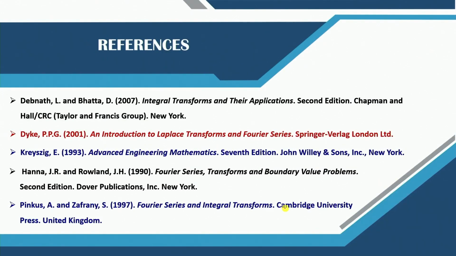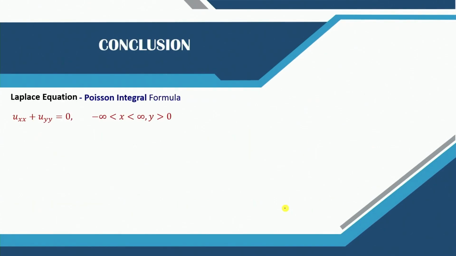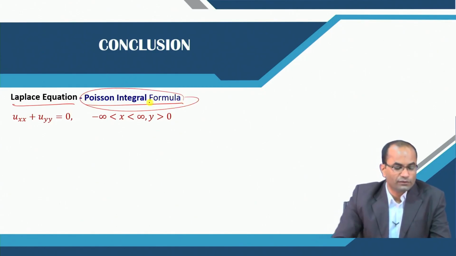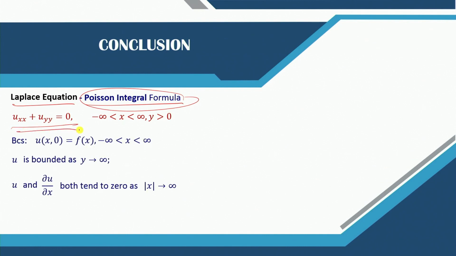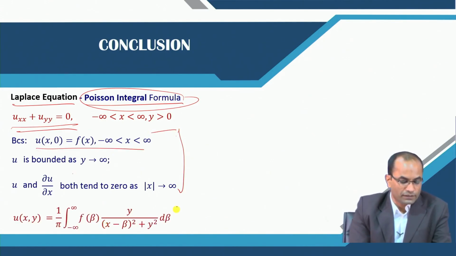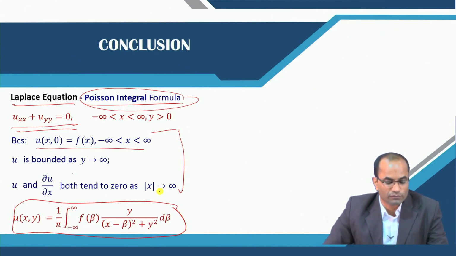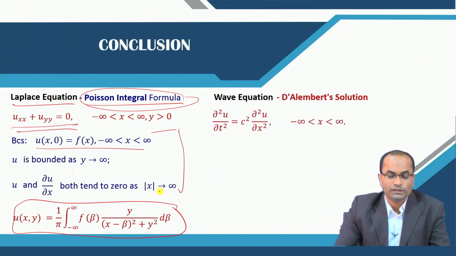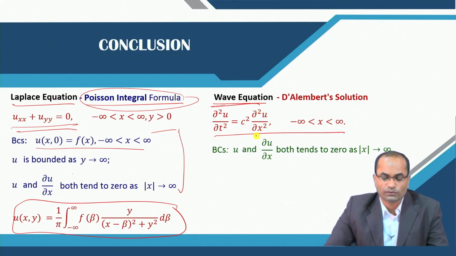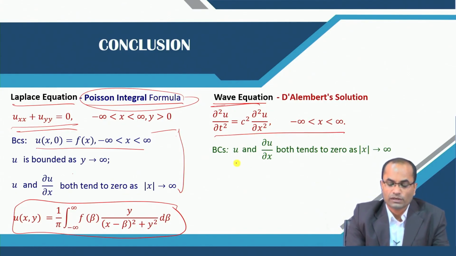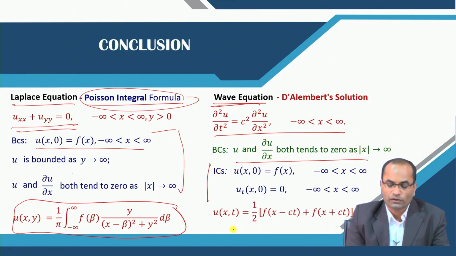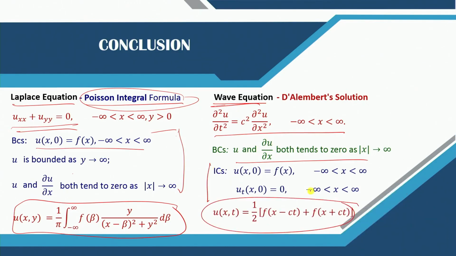These are the references we have used for preparing this lecture, and just to conclude again. So, we have discussed the Laplace equation, mainly this Poisson integral formula, which is very well known for this Laplace equation. So, for these given conditions, we got this formula, which is known as the Poisson integral formula, derived using the Fourier transform. And for the wave equation, which was considered in the whole domain here, and other variants also were discussed in this lecture, having these boundary and initial conditions, we got this well known formula, which is called D'Alembert's solution of the wave equation.